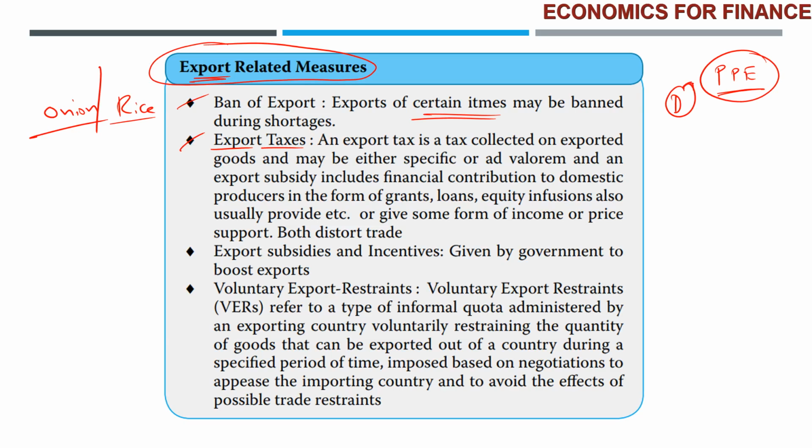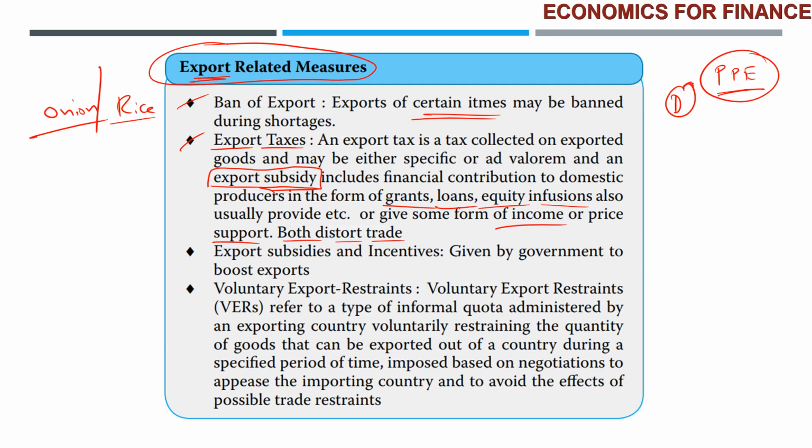But in general, what is common is export subsidy. Export subsidy includes financial contribution to the domestic producers, various ways of subsidies the government will give. Indian government also gives grants, loans, equity infusion also sometimes. These are all provided as a form of income or price support, both distort the trade. Trade in the sense trade prices and all. So basically, like any other government, our government also gives a lot of export incentives, export subsidies. How it gives, what are the different forms of export subsidies, all these things will be very well elaborately discussed in final as part of Customs Act.